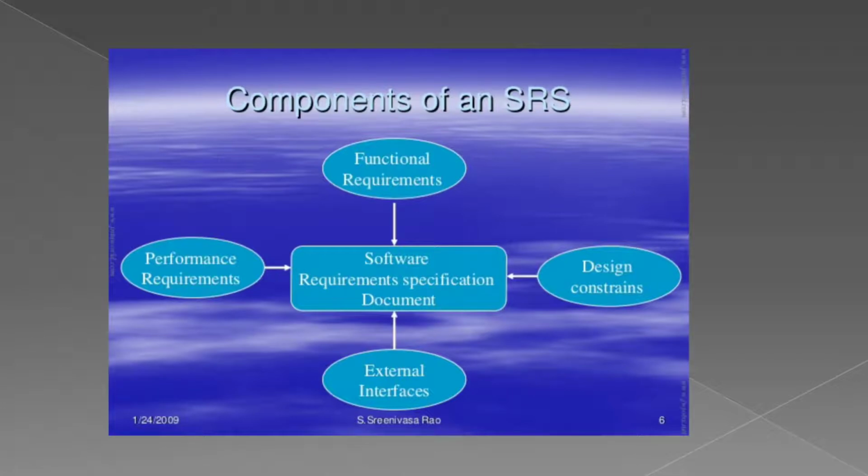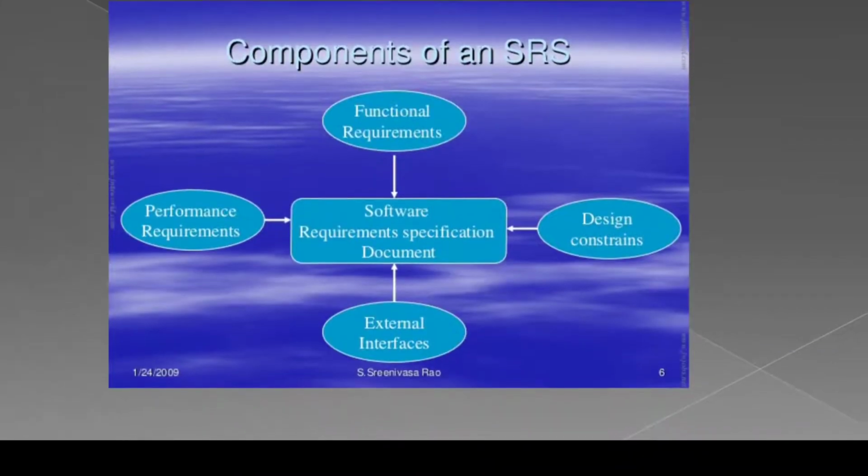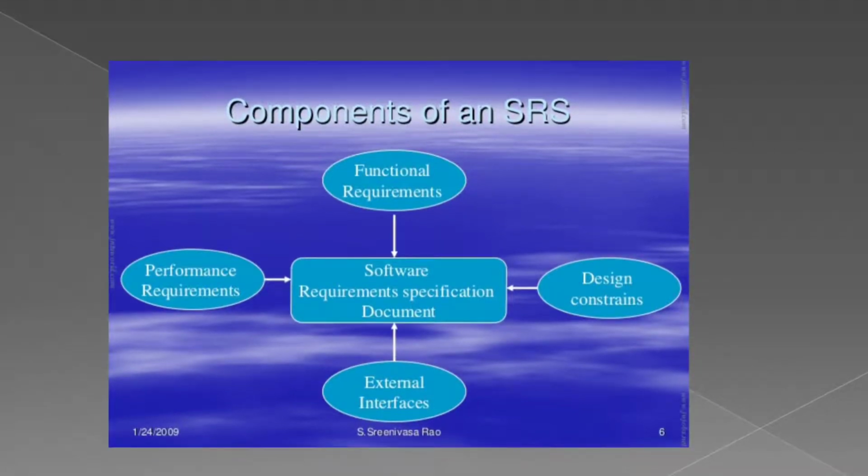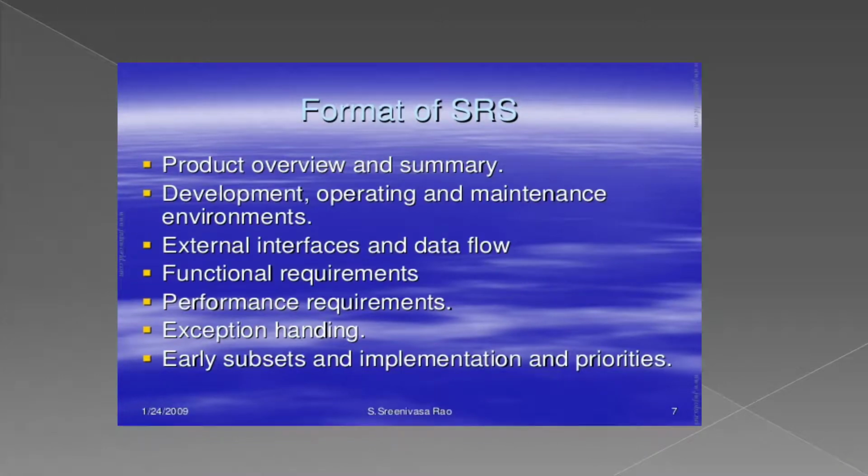So next is components of an SRS. Here is one diagram regarding the components of an SRS. The software requirement specification document contains functional requirements, performance requirements, external interfaces, and design constraints. The combination of all these four gives the software requirement specification document. So if you maintain the SRS document, you should collect the functional requirements, performance requirements, design constraints and the external interfaces.